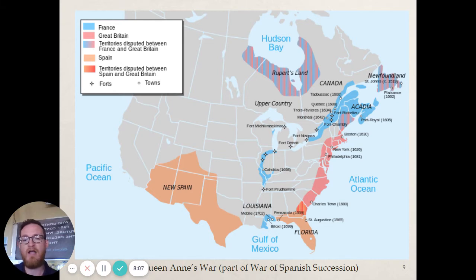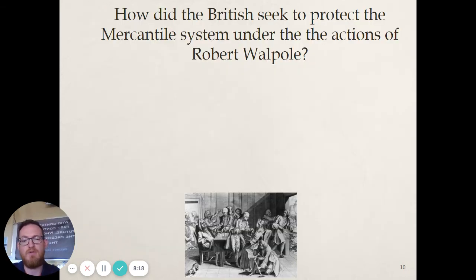Here's an example. Here you can see how land is broken up as a result of Queen Anne's War, which was part of the War of Spanish Succession. And you can see what the English have there compared to the French and some of these disputed territories.